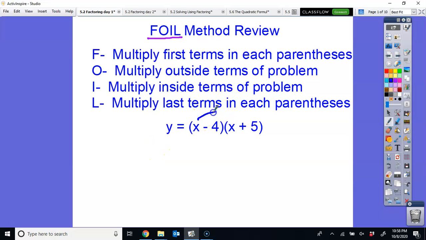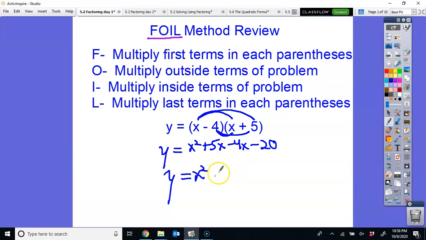Remember, the FOIL method stands for first, outside, inside, and last. Meaning, you multiply the first term times the first term. You end up with x squared. You multiply the outside terms. That is 5 times x. You multiply the inside terms. Negative 4 times x. And then you multiply the last one times the last one, or the last one in this parentheses times the last one here, is negative 4 times 5, which is negative 20. When you add 5x and negative 4x together, you get 1x. And so now I've taken intercept form and I've put it into standard form.